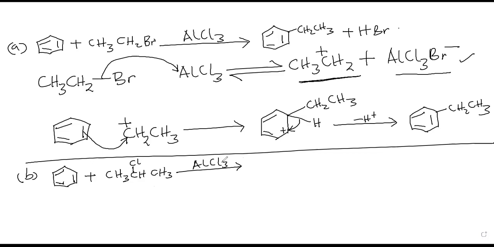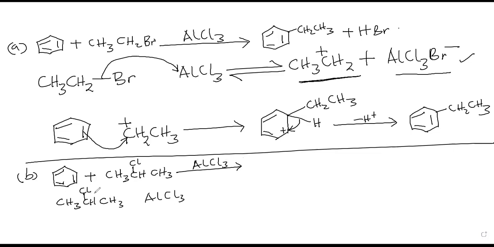I told you that the first step is to form an electrophile. So first bring this haloalkane, CH3. The mechanism is CH3, CH, bond, Cl, CH3. Bring your aluminum chloride.